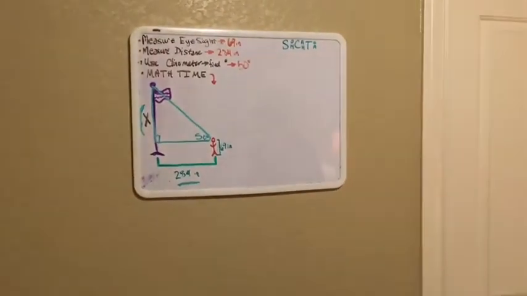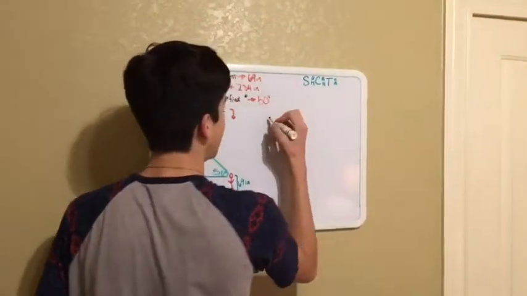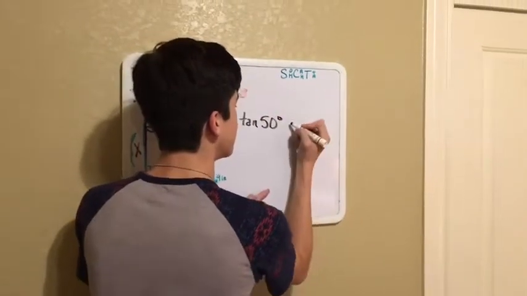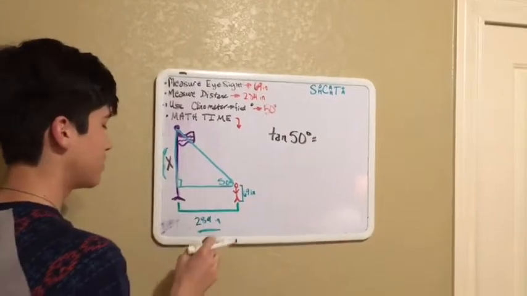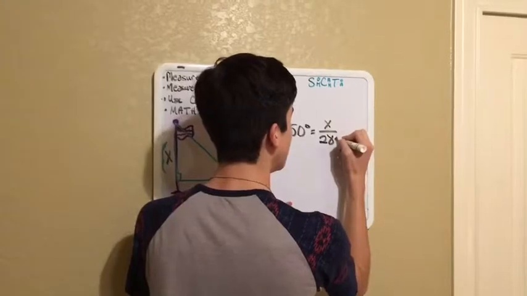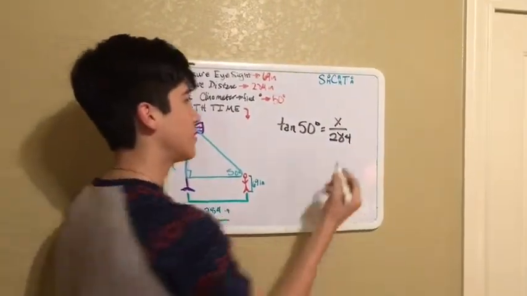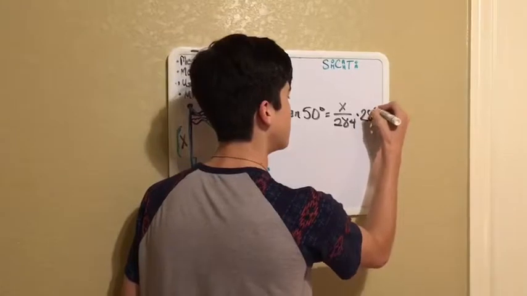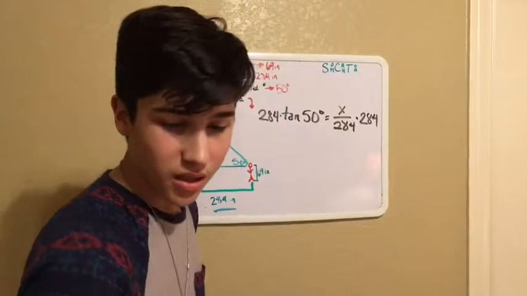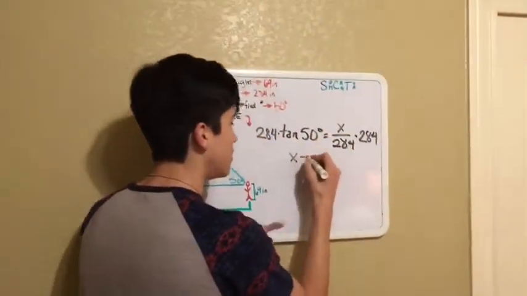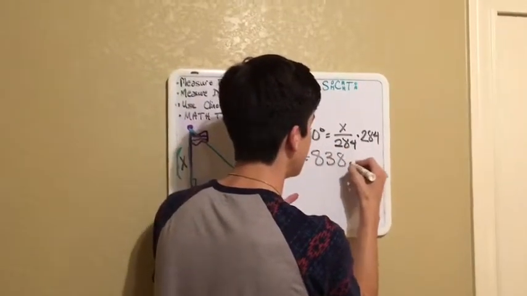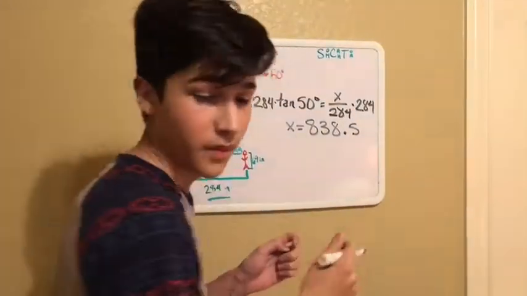So let's see, I'm going to use tangent of 50 degrees, which is our angle of elevation, equals the opposite over 284. So that'll be x over 284. When we have this, you have to multiply both sides by 284. You put that into the calculator, and you get x equals 338.5 inches.